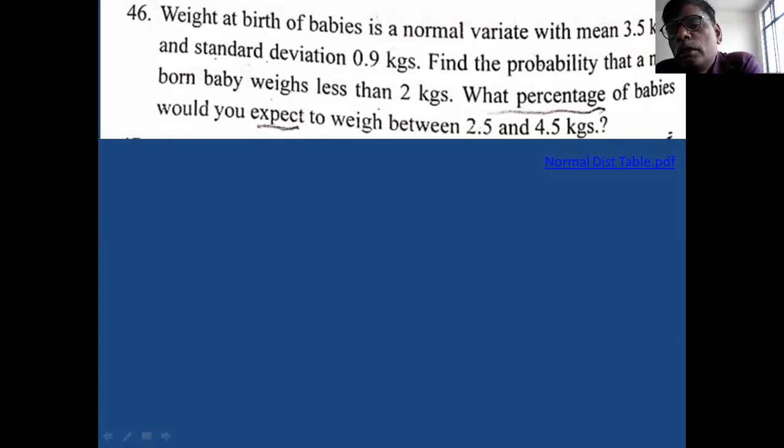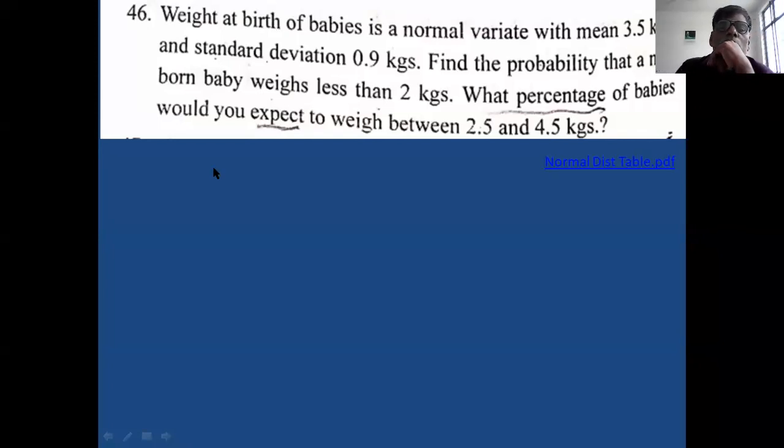After calculating the probability, if you multiply by n, the number of variables, you will get a number. If you multiply by 100, you will get the percentage. Remember this. This point I already explained. First you calculate probability, then you calculate number or percentage. Number you calculate by multiplying with n. Then for percentage, multiply by 100. Okay.